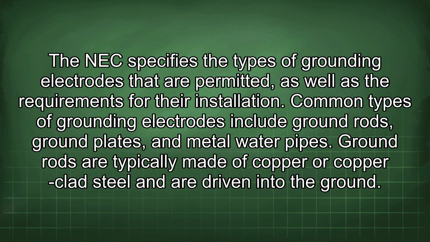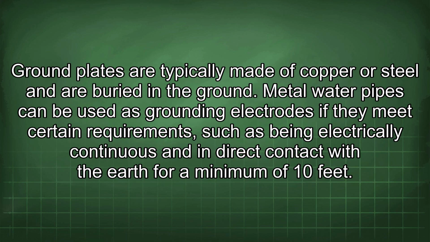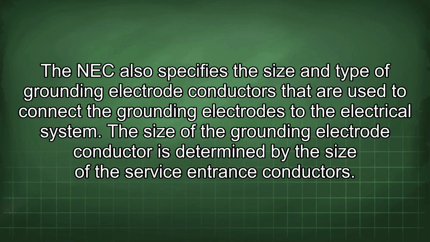Ground rods are typically made of copper or copper-clad steel and are driven into the ground. Ground plates are typically made of copper or steel and are buried in the ground. Metal water pipes can be used as grounding electrodes if they meet certain requirements, such as being electrically continuous and in direct contact with the earth for a minimum of 10 feet. The NEC also specifies the size and type of grounding electrode conductors that are used to connect the grounding electrodes to the electrical system. The size of the grounding electrode conductor is determined by the size of the service entrance conductors.